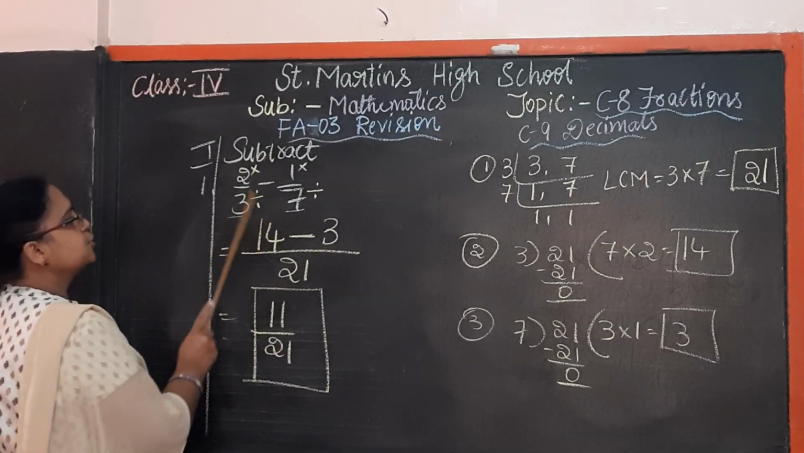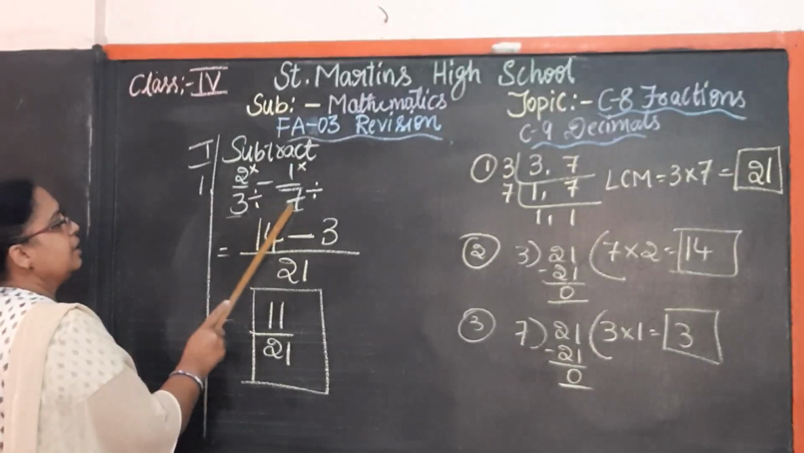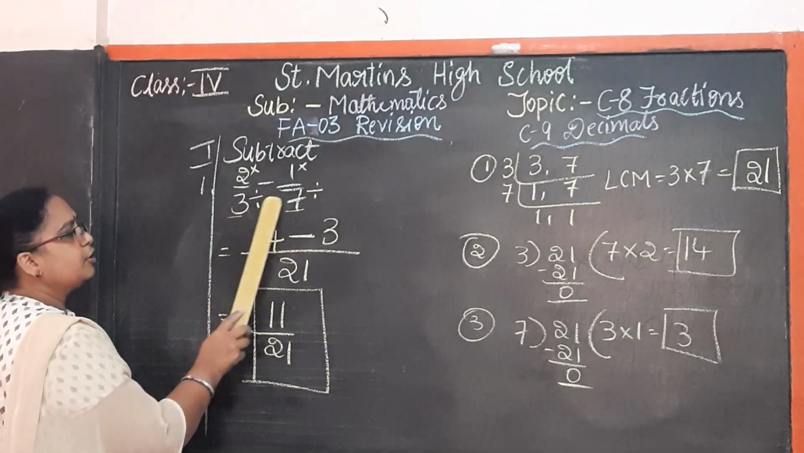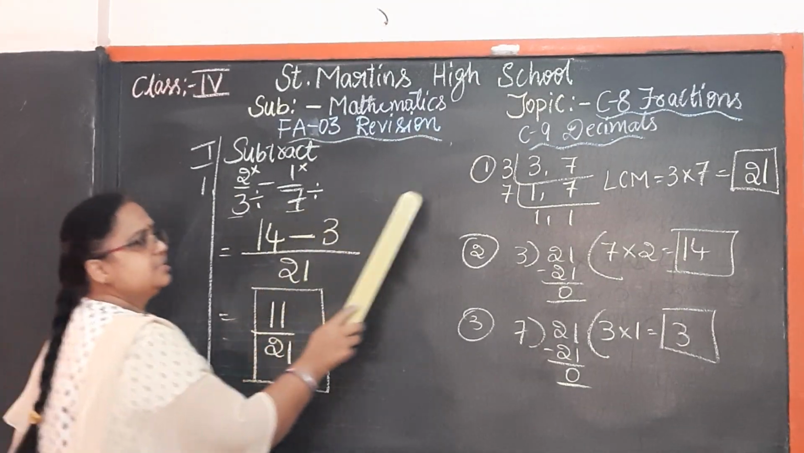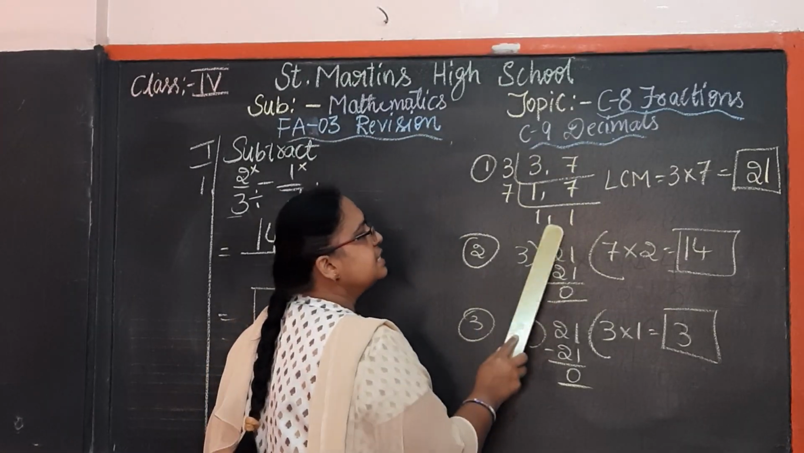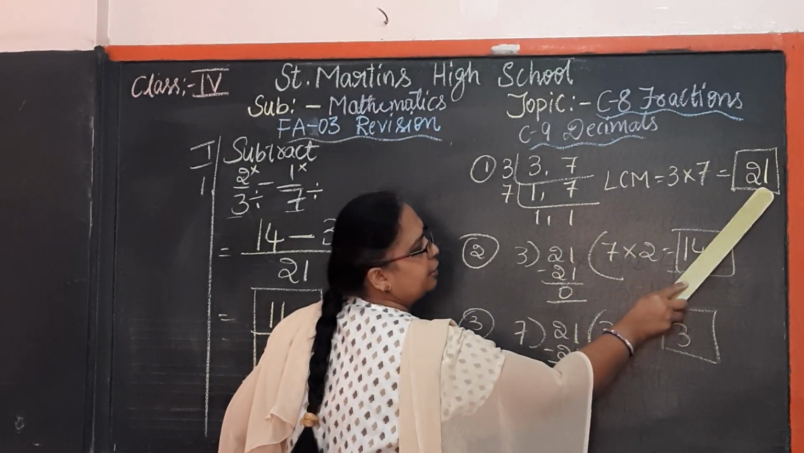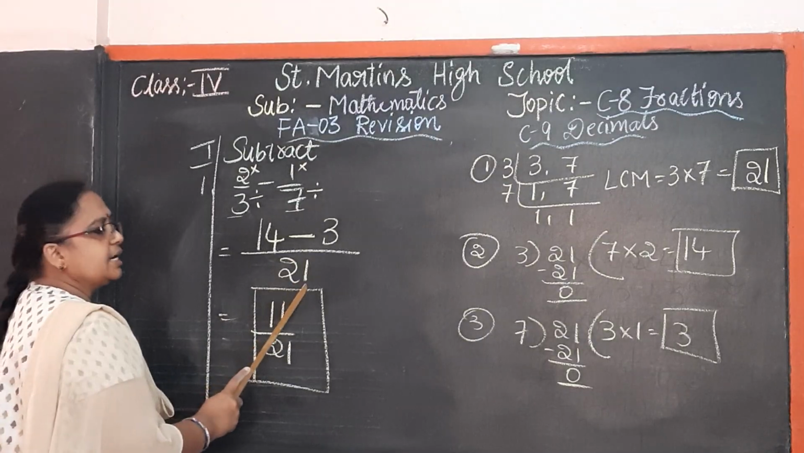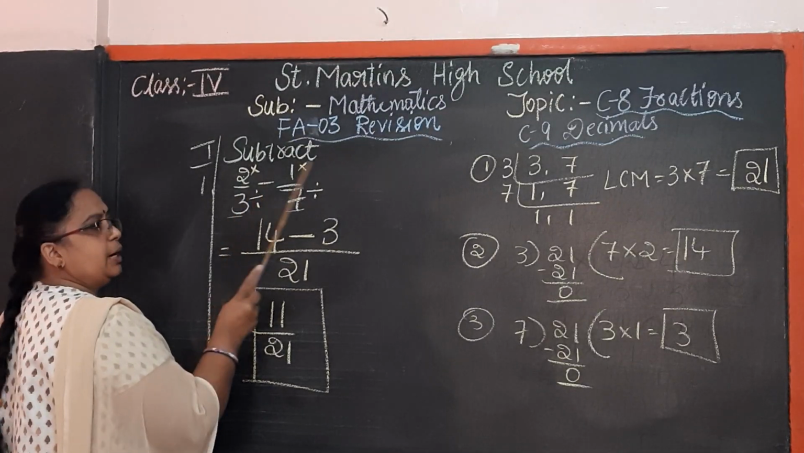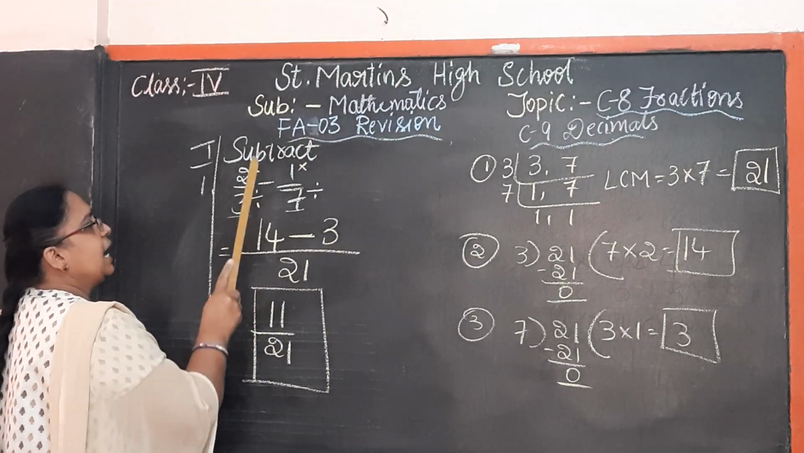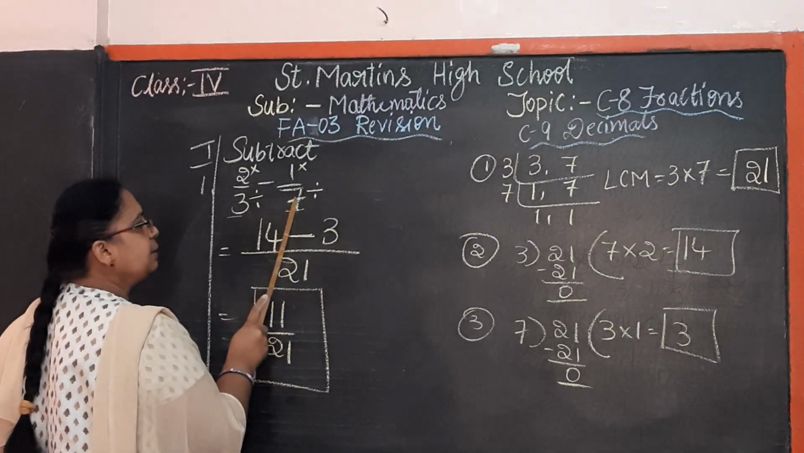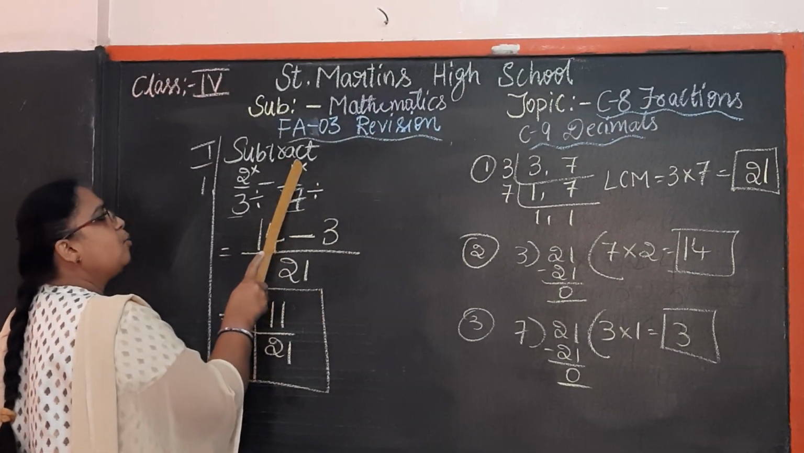We have to subtract 2 by 3 minus 1 by 7. To subtract this, we have to take the LCM for 3 and 7. For 3 and 7 we have taken the LCM and we got the answer as 21. That 21 we have written here. Next, the second step: that 21 should be divided by 3 and multiplied by 2. And in the third step, 21 should be divided by 7 and multiplied by 1.